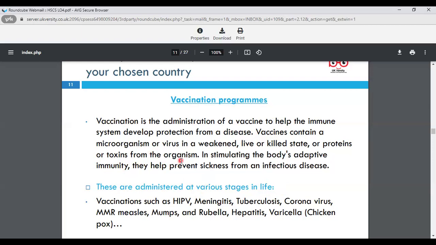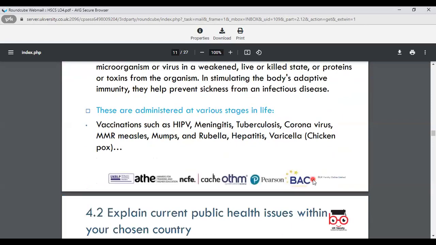So an organism has proteins, toxins, other parts or other components also within themselves. And these may also be used in producing a vaccine. So in stimulating the body's adaptive immunity, they help prevent sickness from an infectious disease. So they are administered at several stages of life.